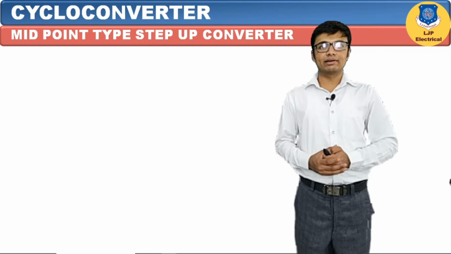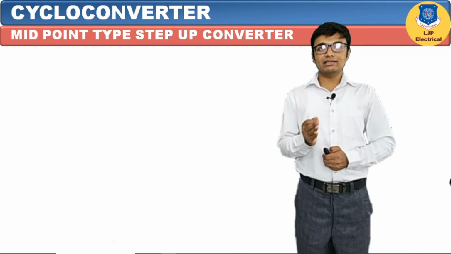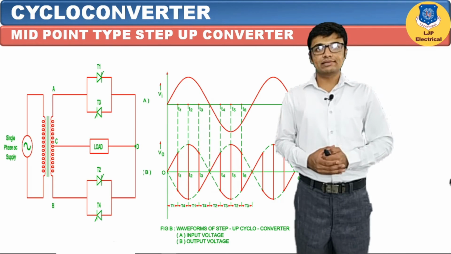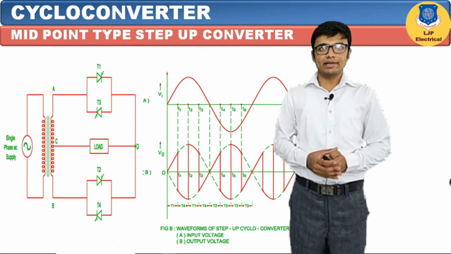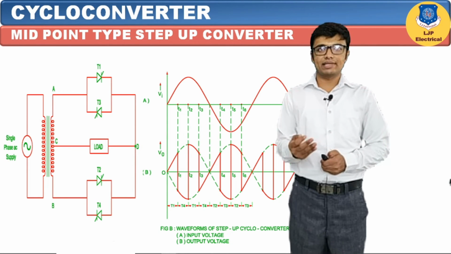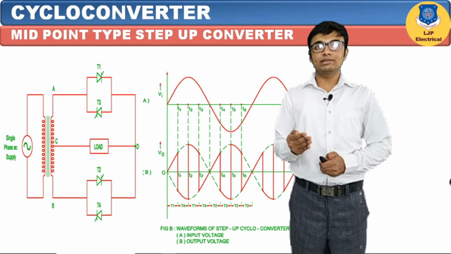Let's see the next converter, that is a midpoint type step up converter. It means in this converter output frequency is greater than the input frequency. Let's see how this converter will work. So during starting we have to step up the frequency. So during positive half cycle we have to divide it into 3 parts.